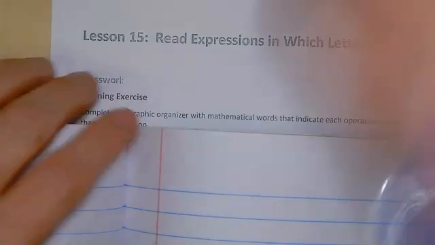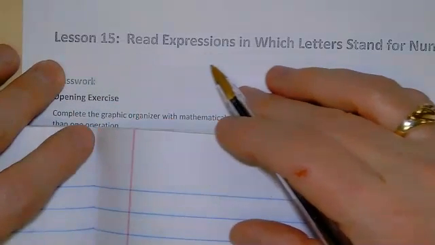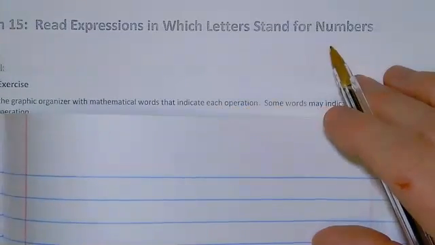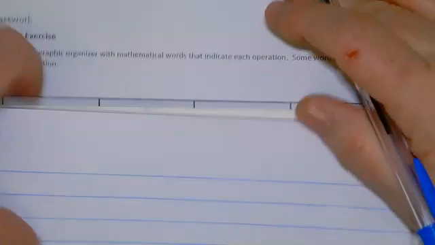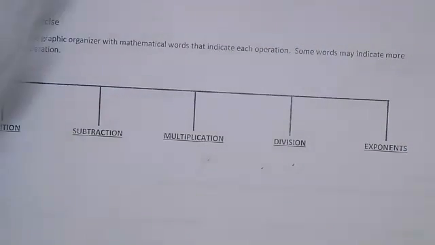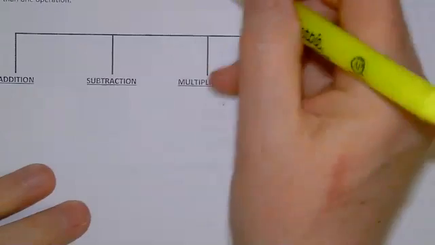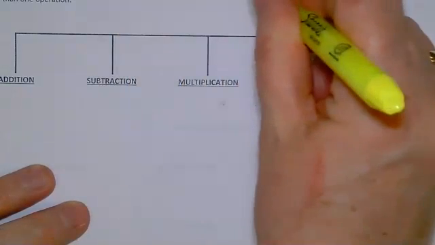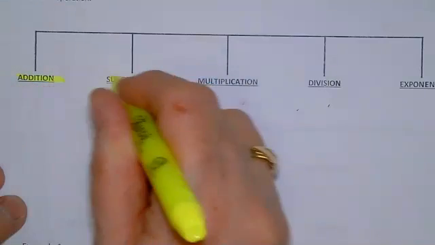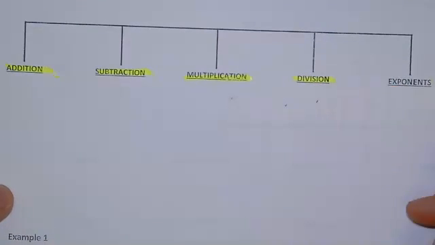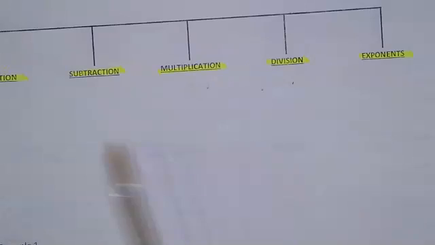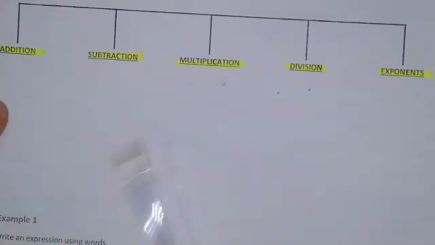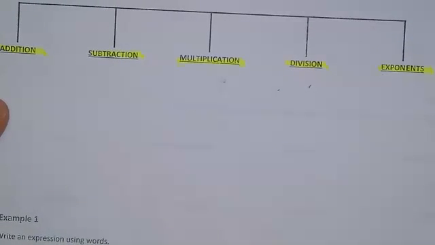Today, we're working on Lesson 15, reading expressions in which letters stand for numbers. We're actually going to start in our composition books because I'll show you what the packet says. It wants us to come up with math words that indicate each operation. Like, what words can you think of that say, oh, that's an addition problem, oh, that's a subtraction problem? Instead of writing it on our packet, which we're going to recycle, we're going to write it in our composition books instead.